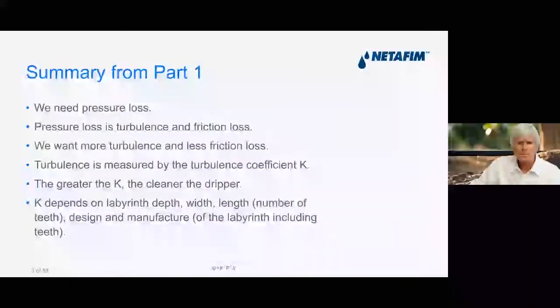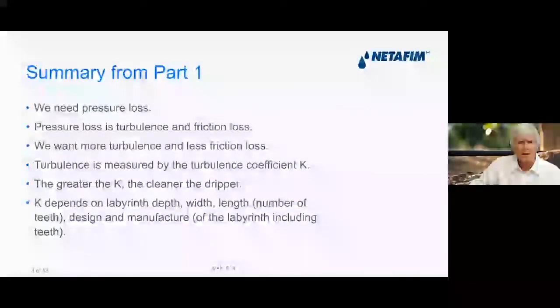In part 1, we looked at the turbulence coefficient. We saw that we needed to create pressure loss within a dripper, and pressure loss was a combination of turbulence and friction loss. We wanted more turbulence, less friction loss, and turbulence was measured by the turbulence coefficient, K. We said the greater the value of K, the cleaner the dripper. And the K, the turbulence coefficient, depends on the labyrinth depth, width, and length, number of teeth, and the design and manufacture of the labyrinth, including the teeth.